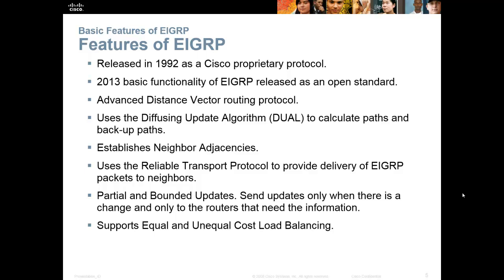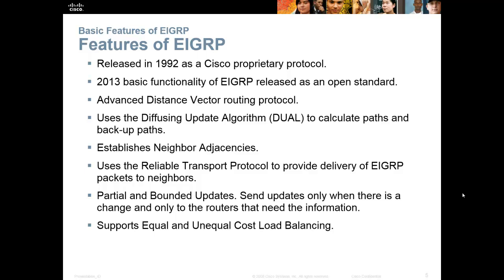Alright. It sends partial and bounded updates, which means it only sends a partial update. So if something changes, it only sends the update about the change. And by bounded, it only sends the update to those that need the update, not to everybody. So think back to RIP, which sends a complete routing table to all of its neighbors every 30 seconds, whether they need it or not. So EIGRP sends a lot less traffic on the network as far as updates go. And it supports equal cost load balancing and unequal cost load balancing, and that's really the big factor with EIGRP.